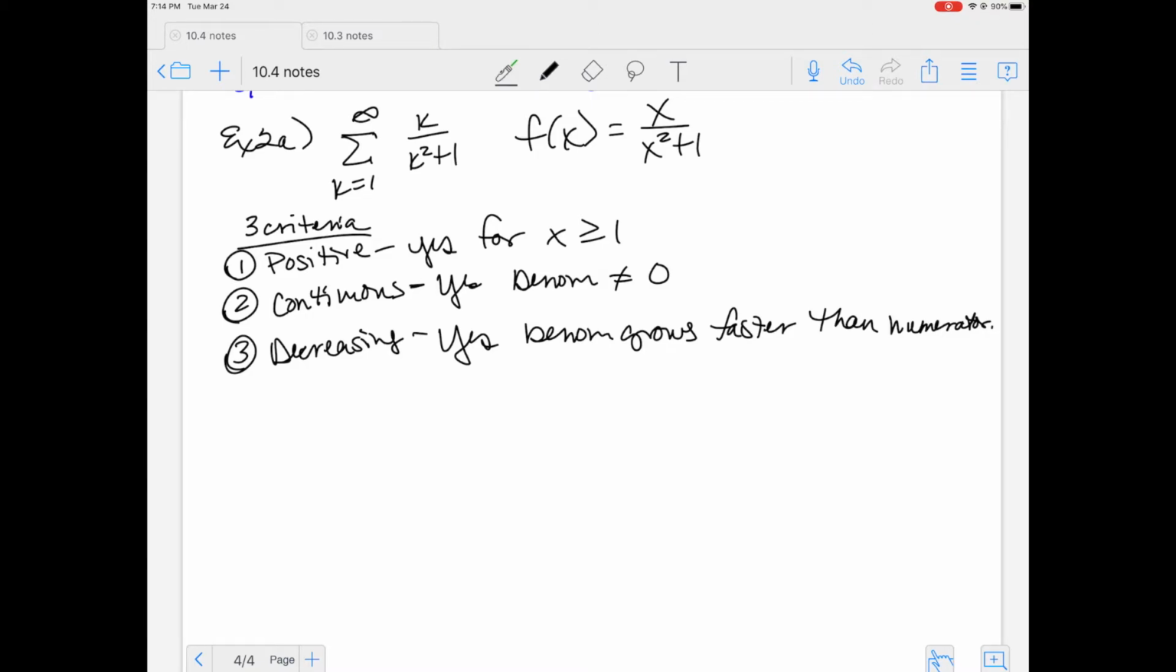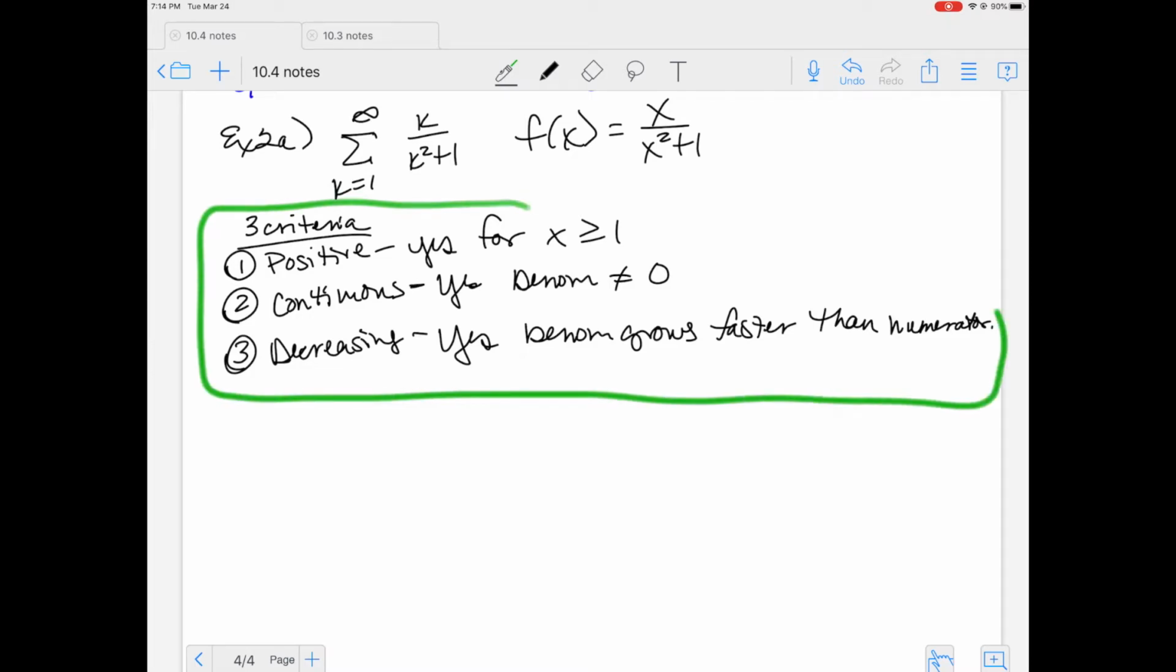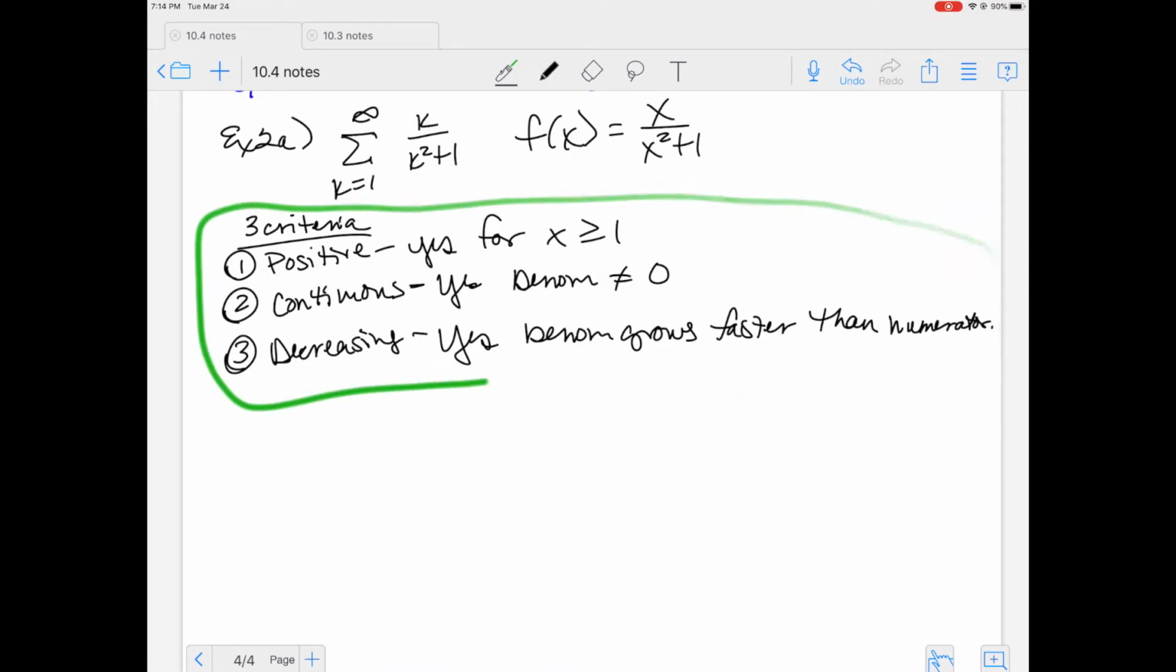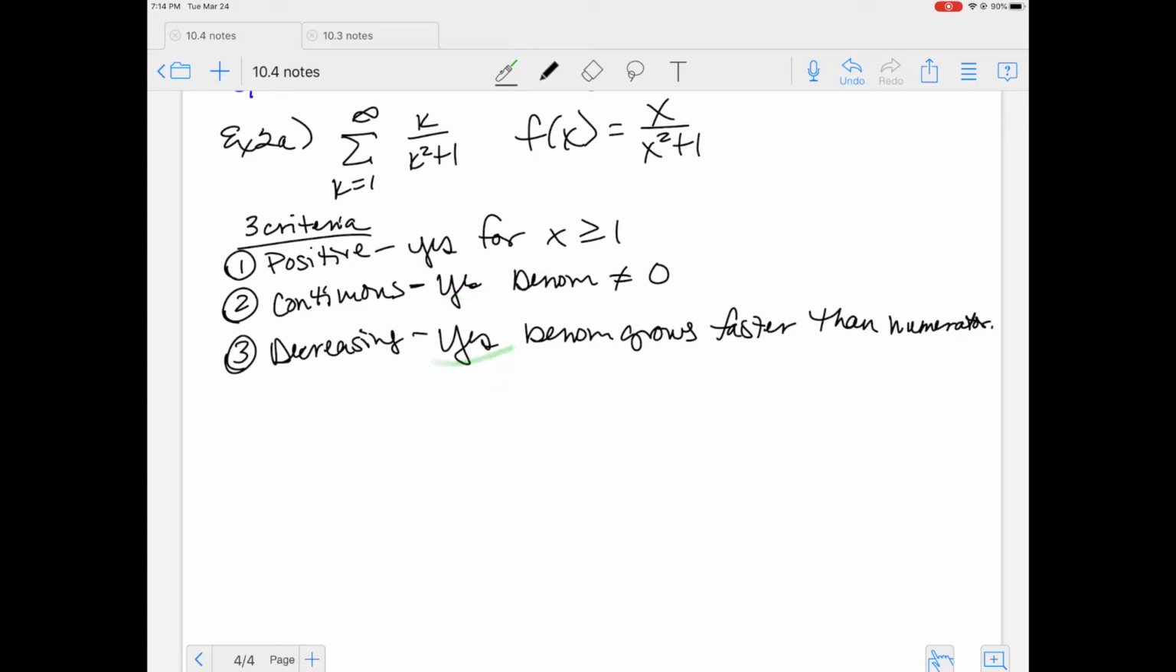Now, when you lay out these criteria, you got to give me something. If you just write yes, yes, yes, I don't know that you know that. You could just be writing it because that's your Pavlovian response. So you got to give me a little bit here whenever you write that out. Remember, this is a proof that we're trying to come up with.